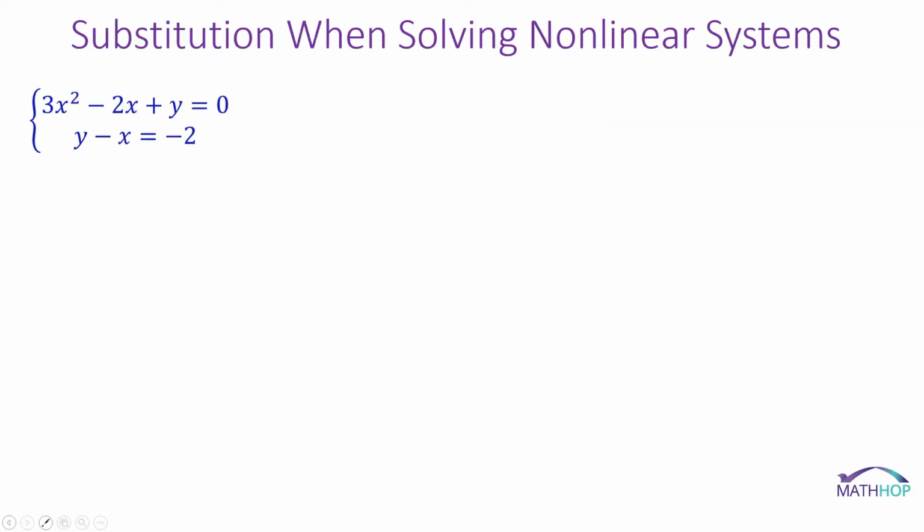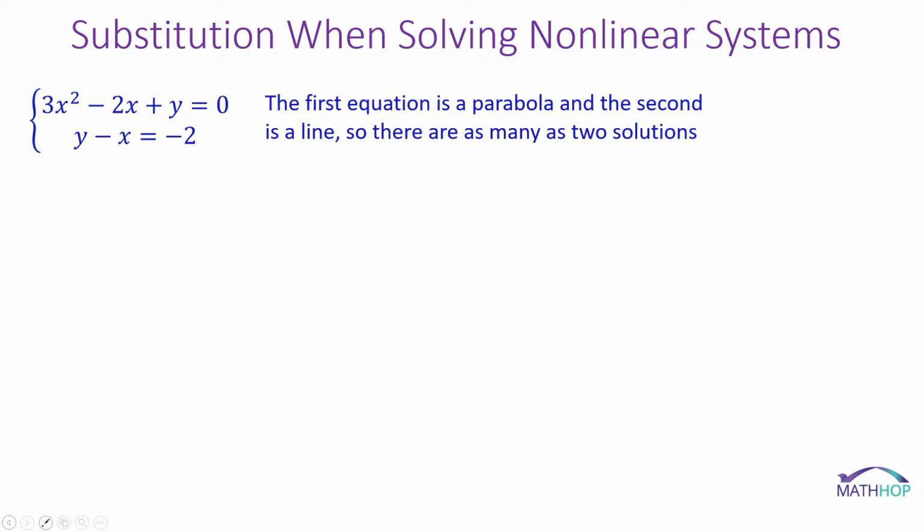All right, let's try doing substitution with a nonlinear system. This looks messier than it is, trust me. We have 3x squared minus 2x plus y equals 0. That first equation is a parabola. The second equation, y minus x equals negative 2, is a line. So we have as many as 2 solutions here.